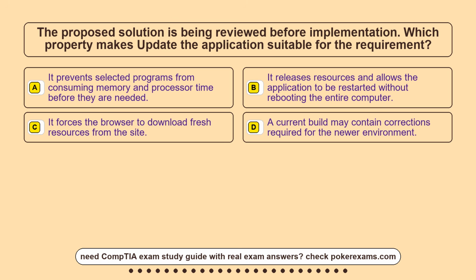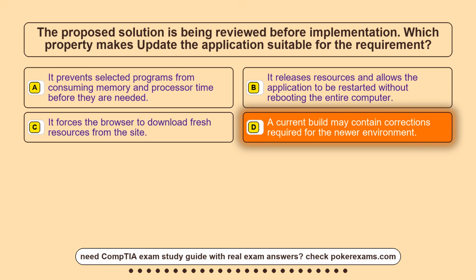Option A. It prevents selected programs from consuming memory and processor time before they are needed. Option B. It releases resources and allows the application to be restarted without rebooting the entire computer. Option C. It forces the browser to download fresh resources from the site. Option D. A current build may contain corrections required for the newer environment. The correct answer is option D.